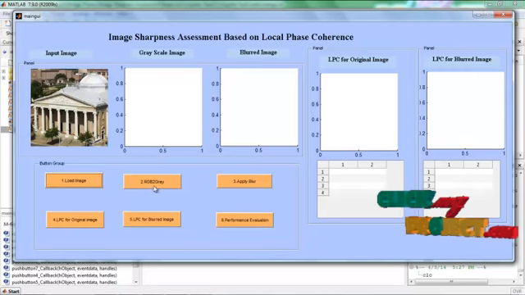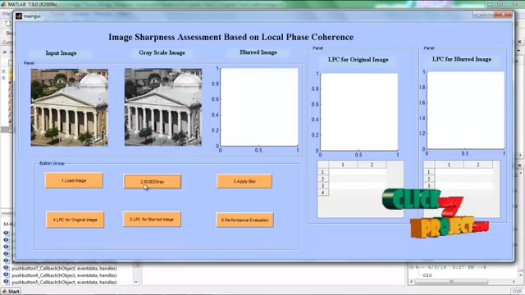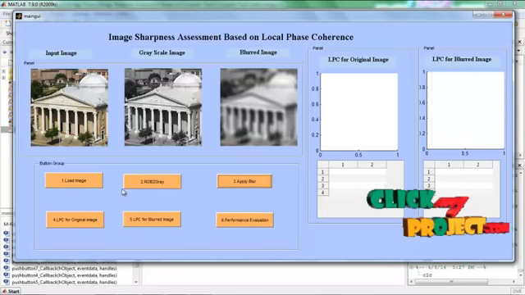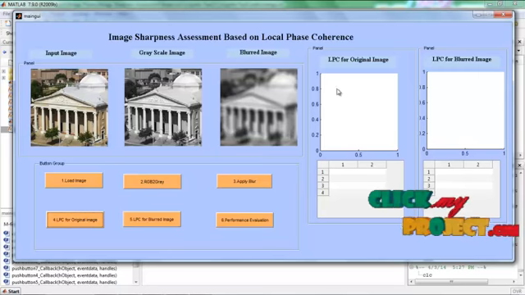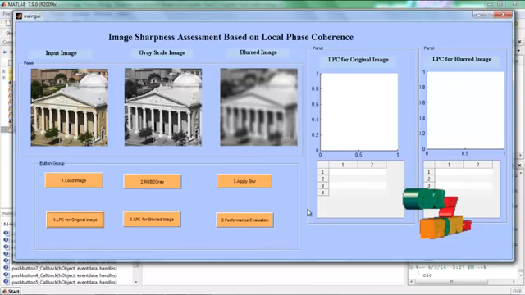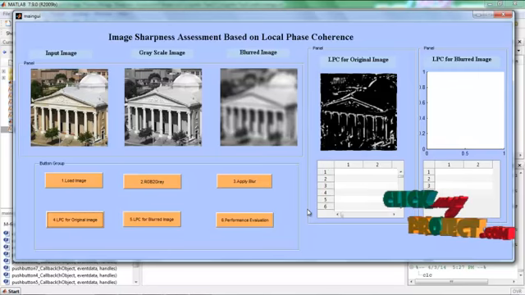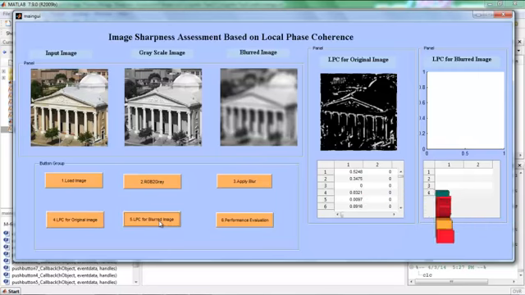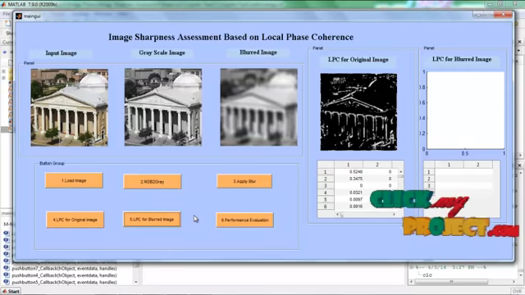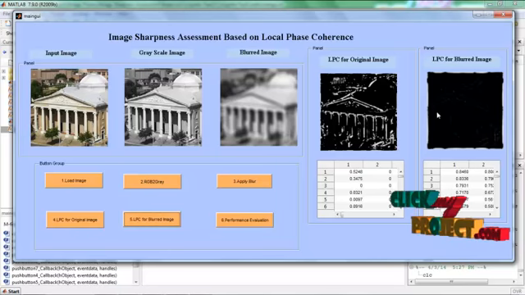Then I apply the gray conversion for this input image. Then I apply the blurring for this input image. This is the blurred output, and I apply the local phase coherence for the original image. The output is displayed here in this axis. These are the feature values displayed in this UI table, and I apply the LPC for the blurred image by pressing this push button. This is the LPC for the blurred image.